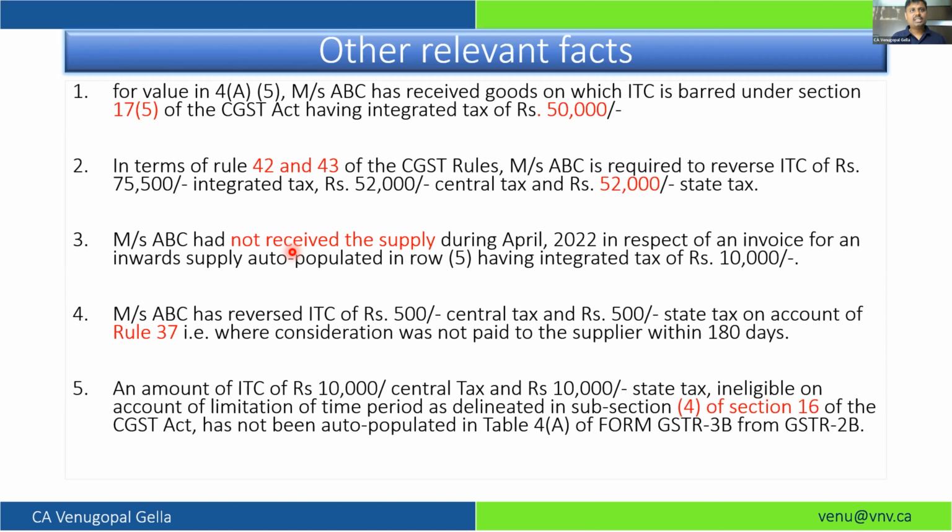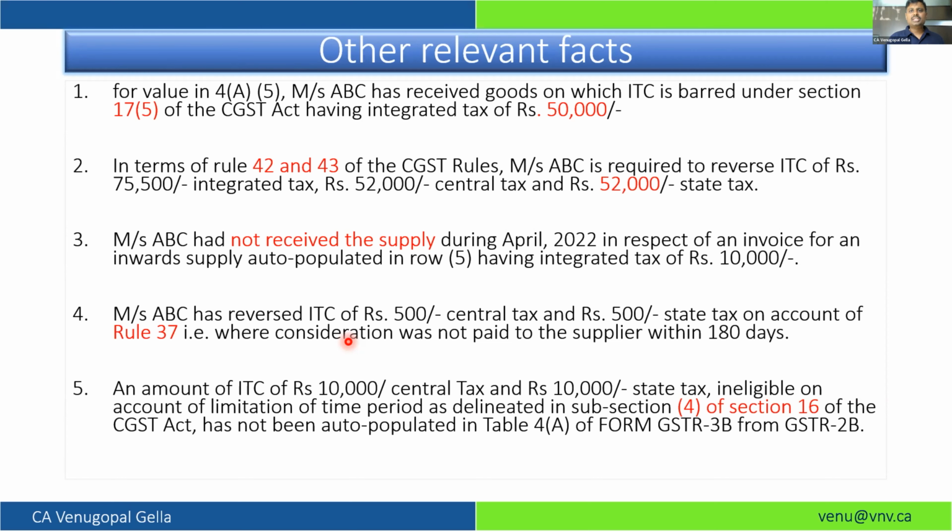Next situation, you have not paid the supplier within 180 days, rule 37 and section 16 subsection 2 second proviso, you will have to reverse this. Reversal under 4B2, because you will re-avail at a later point in time. Since you will be re-availing at a later point in time, you will be reporting 500 under 4B2.